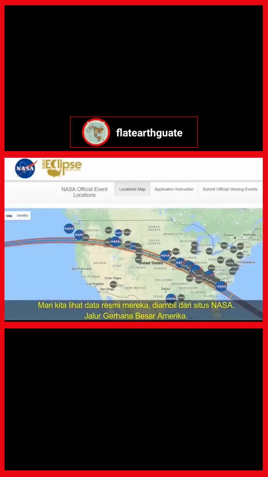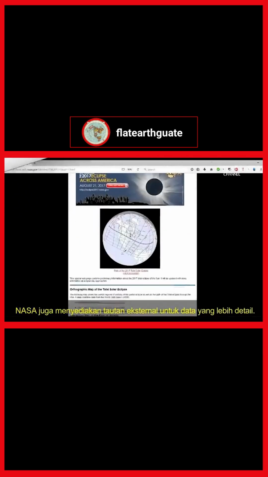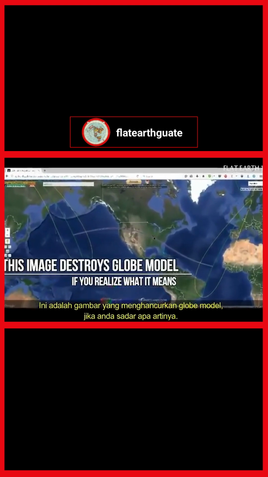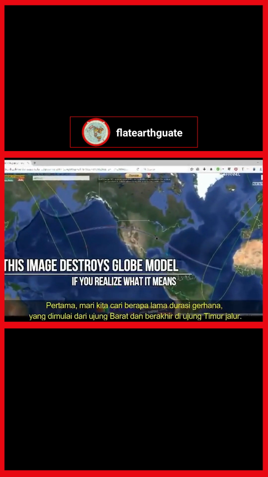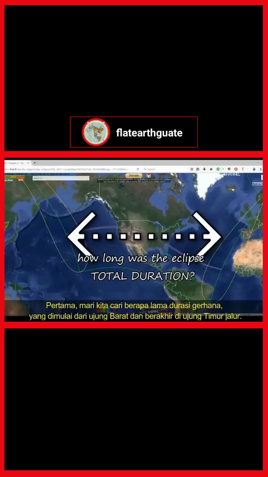Let's take a look at their official data taken from NASA's website, the Great American Eclipse Path. NASA also provides an external link for more details. This is a picture that destroys the globe model if you understand what it means. First, let's find out the eclipse duration that began at the far west and ended at the far east.